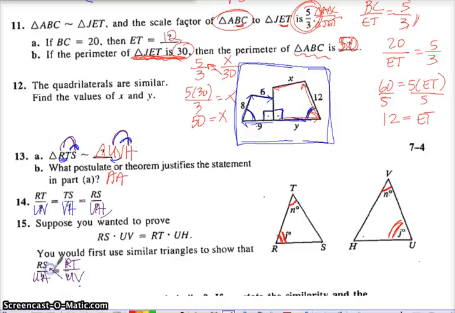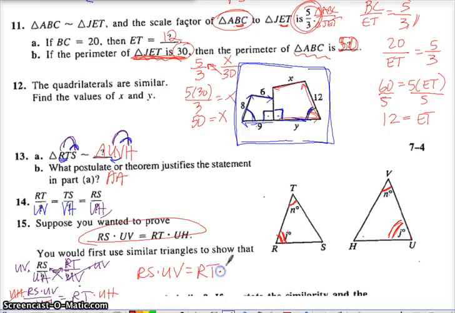We cross multiply. Or you can multiply each side by UV, cancel, so RS times UV divided by UH equals RT. Then we multiply each side by UH, these cancel, and then we have this statement, RS times UV equals RT times UH. So that's how you would solve it algebraically.